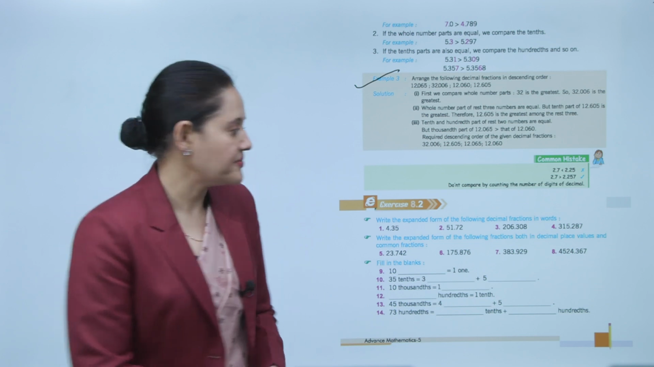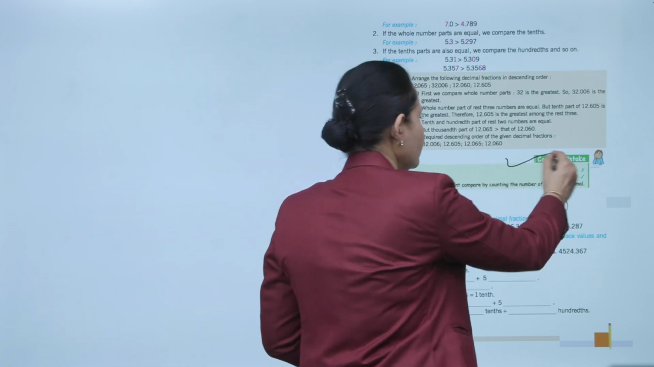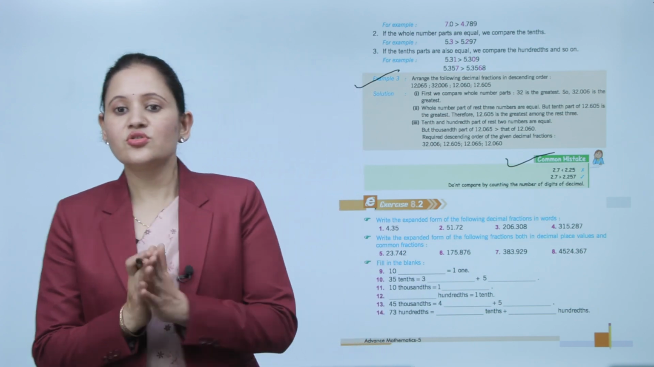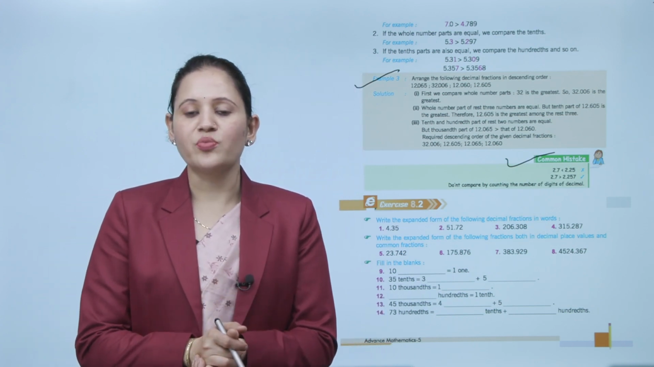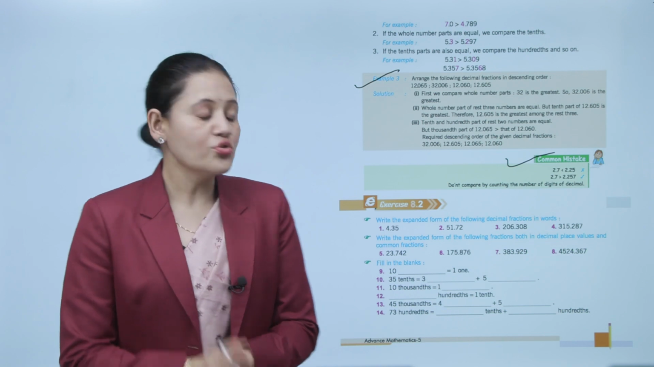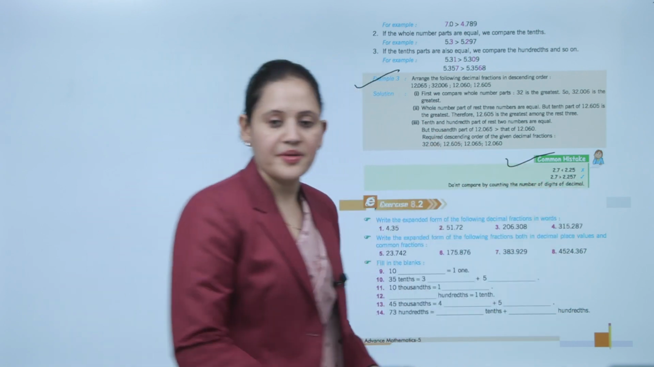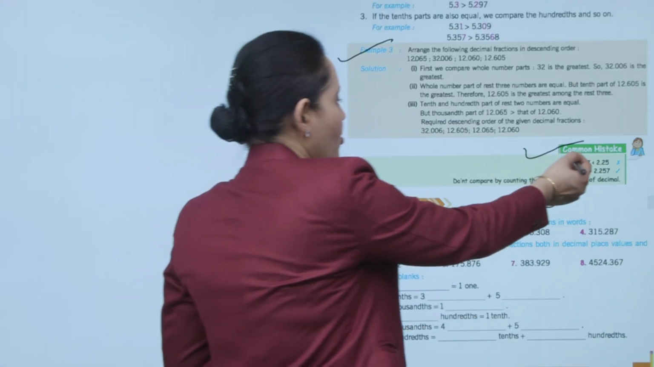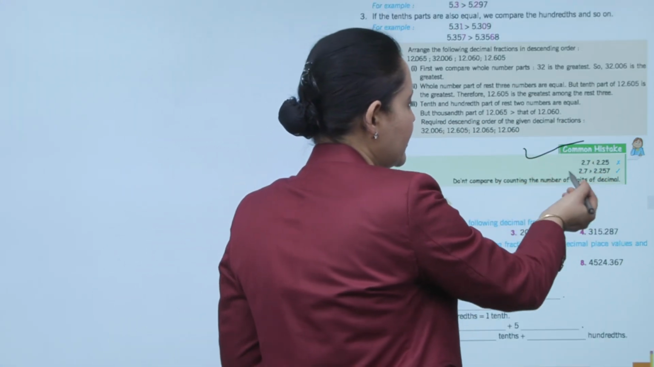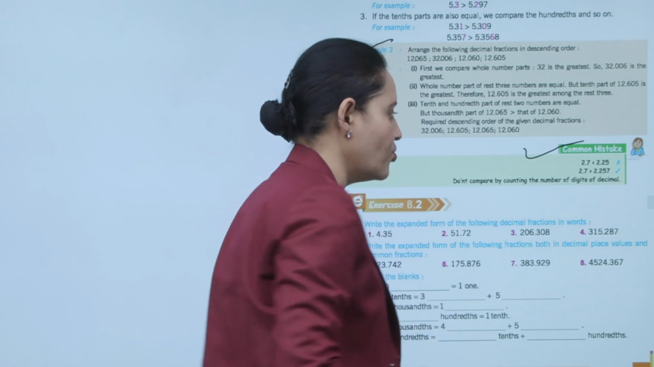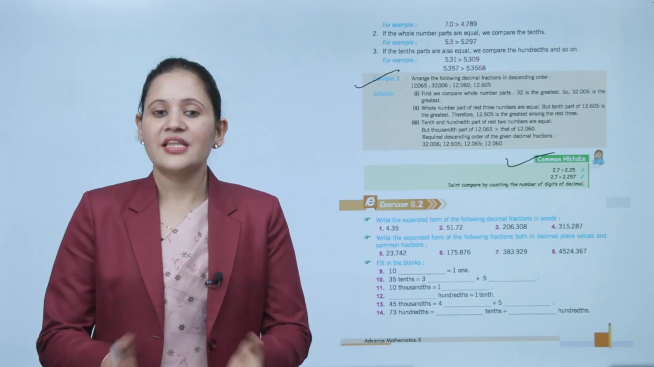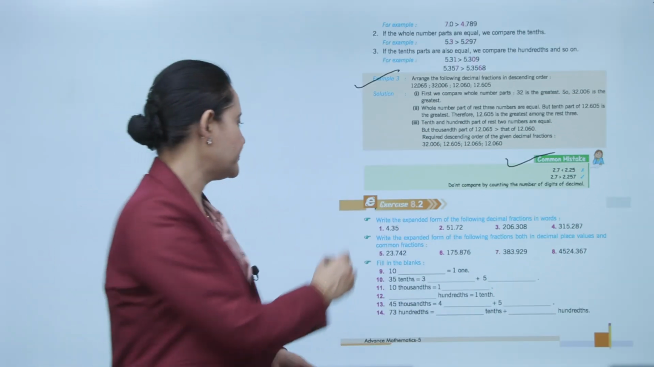Next, common mistake. 2.7 is less than 2.25? No. 2.7 will be greater than 2.257 because the whole number part is the same, then at the tenths place, here it is 7 and here it is 2, so it will be greater. Next is exercise 8.2.